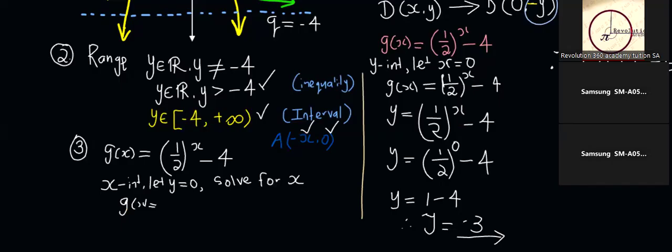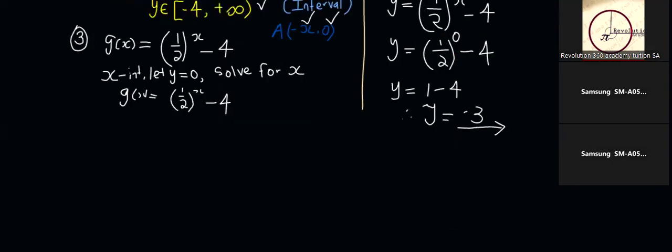One thing that you need to always remember is that when we speak about g of x, it is the same as speaking about y, because g of x represents y. So you're just going to say y equals 1 over 2 to the exponent of x, minus 4. Since now, in place of y, we're going to put 0. That will be 0 equals 1 over 2 to the power of x, minus 4.